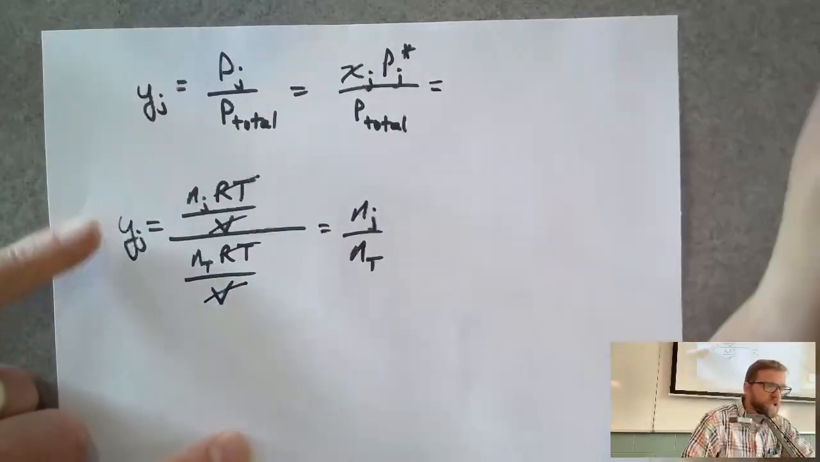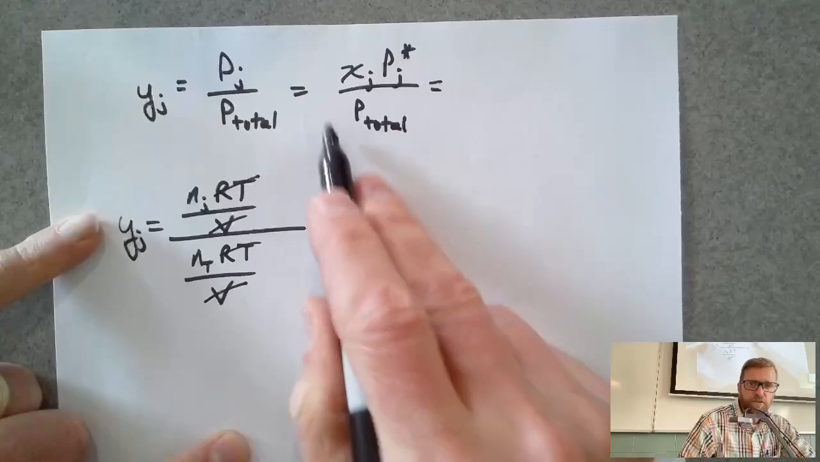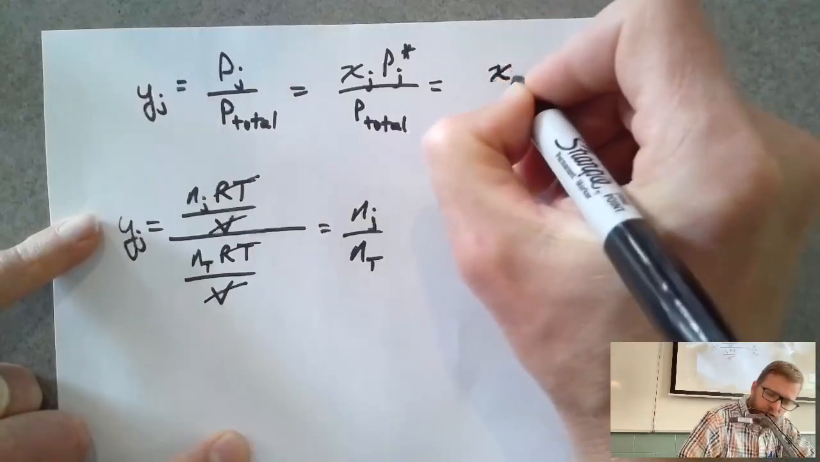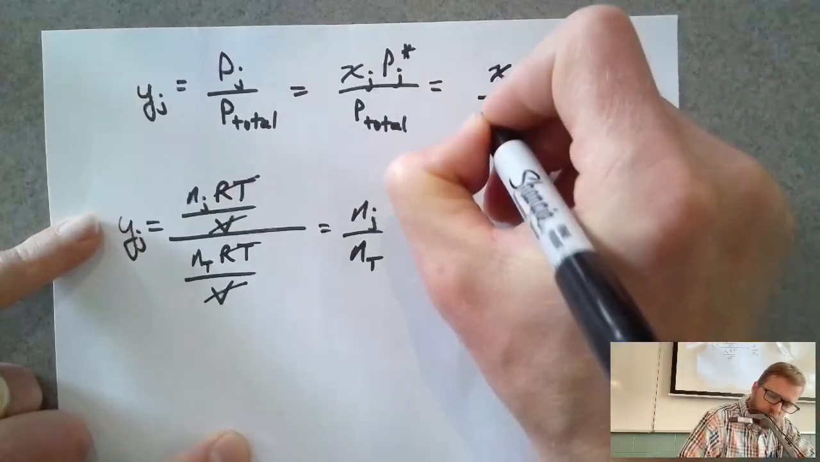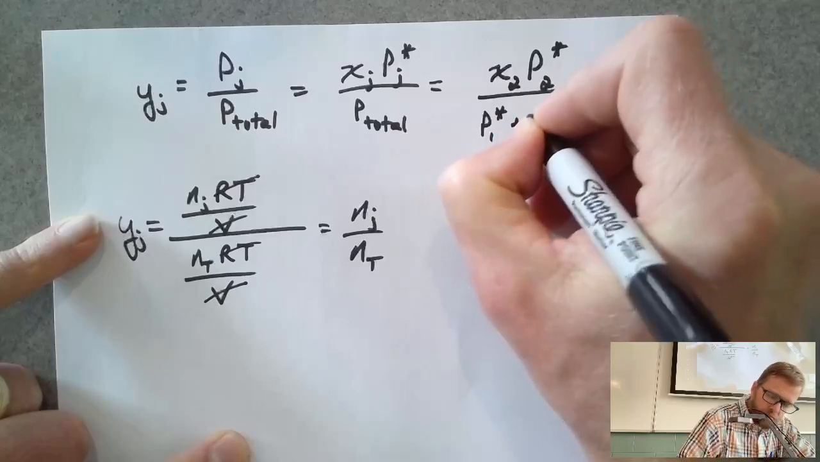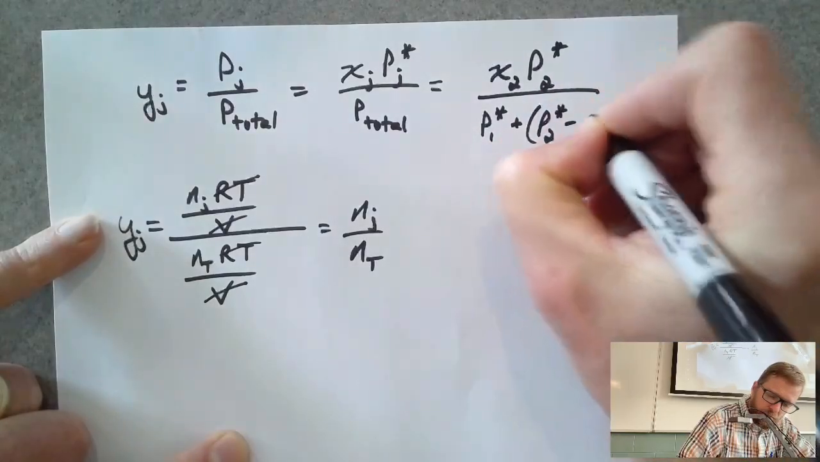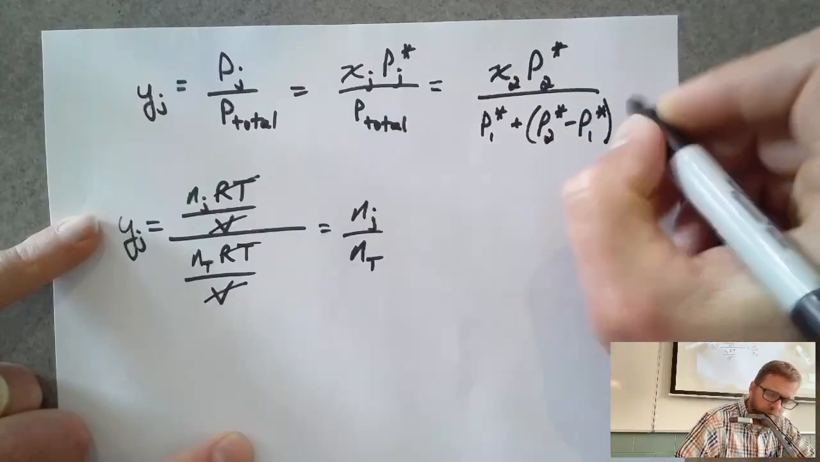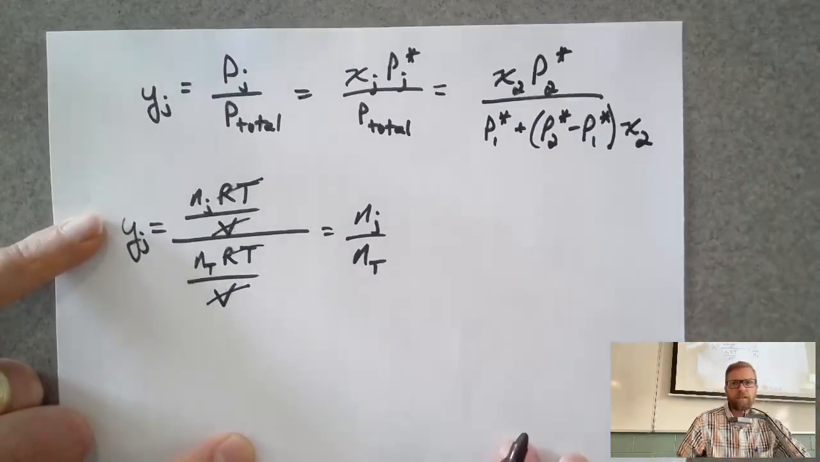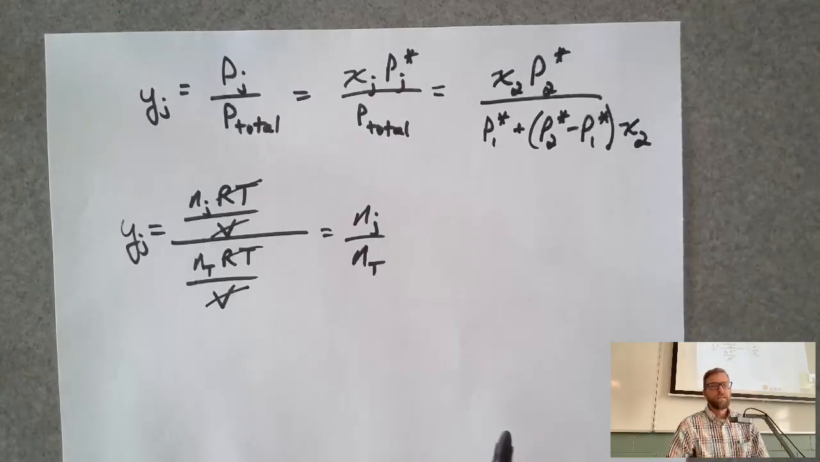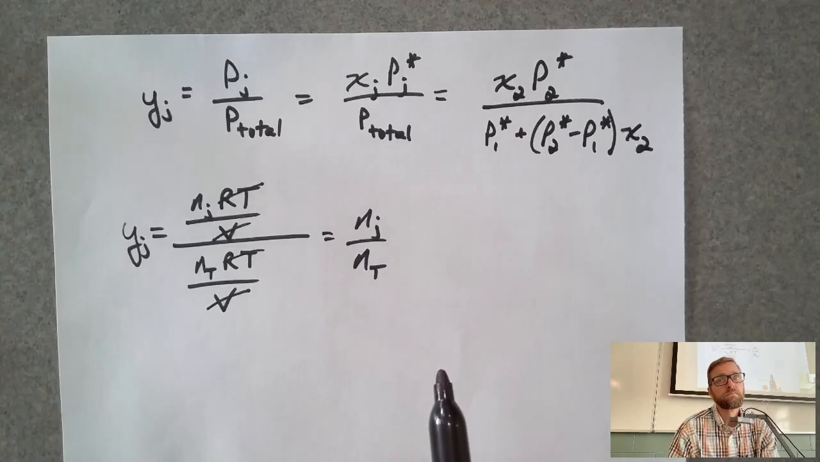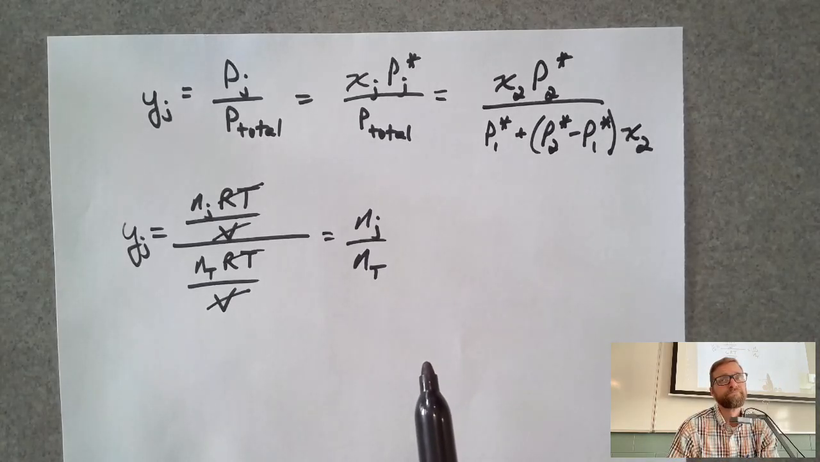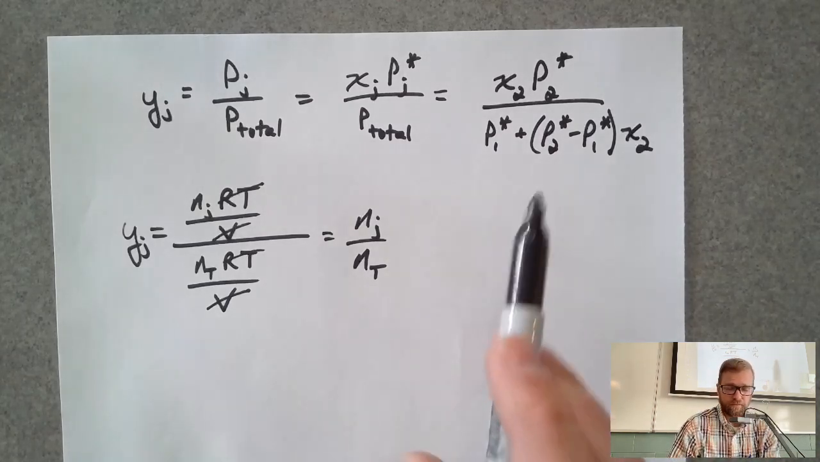So for this two-component mixture, in general, I have x2 P2 star over, I've got this. Now, is this a linear function? It is not. All right?